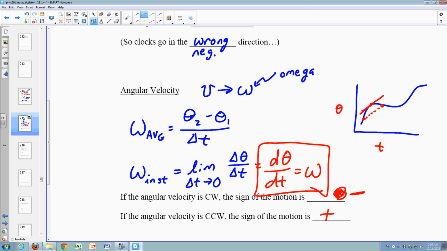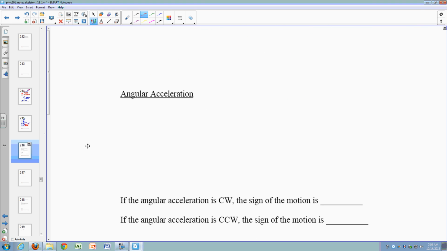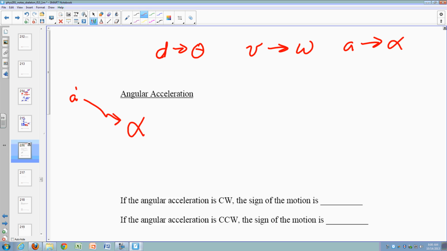All right, so you see a lot of this is the same. It's just some of the notations are different. We're using omega instead of v. We're using theta instead of d or x or y. And the whole thing with the definitions of the sign is different. So far we had d; we're letting that be theta. V, we're letting be omega. And now our angular acceleration is going to be alpha. So now our a is going to become alpha. This is the Greek letter alpha, lowercase.